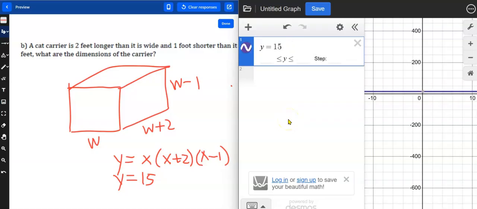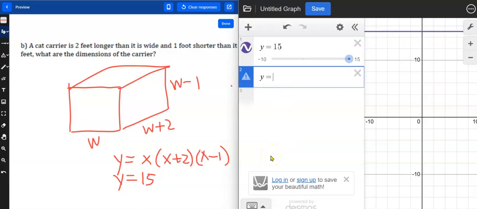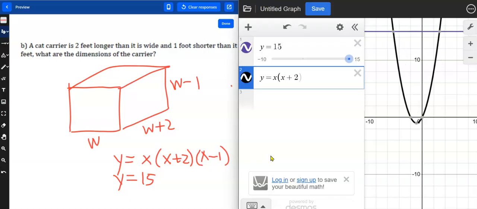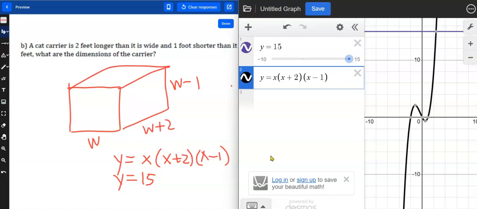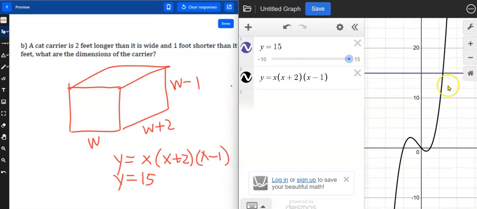Y equals 15, better use my zoomed in version, and y equals x times x plus 2 times x minus 1. Okay, so we're looking at this, not a horrible looking picture. But we want to know where they cross, so it's a matter of just clicking on where they cross. So 2.411.